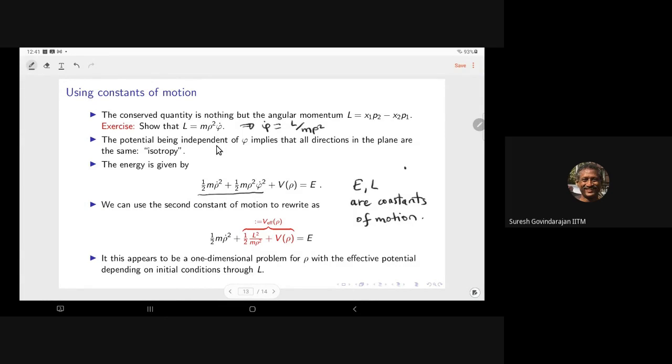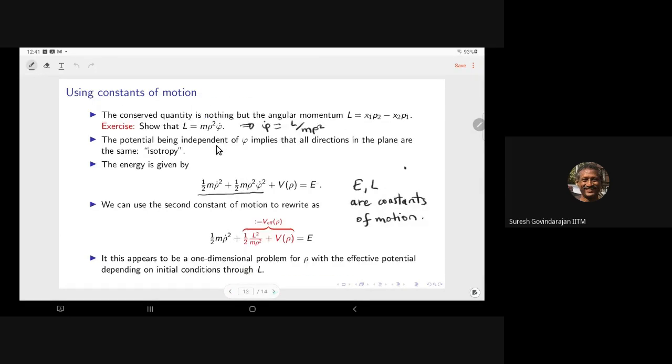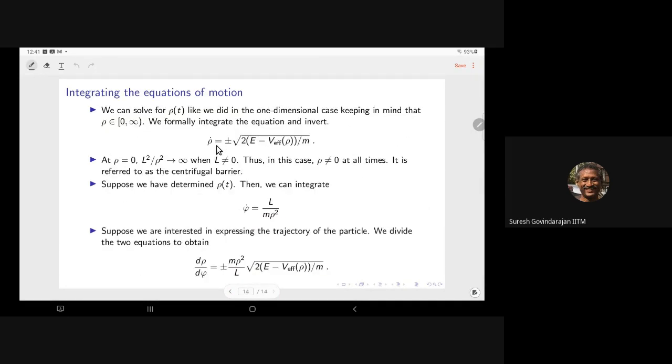But an important point to remember here is that rho is a positive object. It cannot become negative. So that we have to remember. Now we can actually integrate these equations of motion, like we did before. We can solve for rho of t like we did in the one-dimensional case, keeping in mind, of course, what I just mentioned.